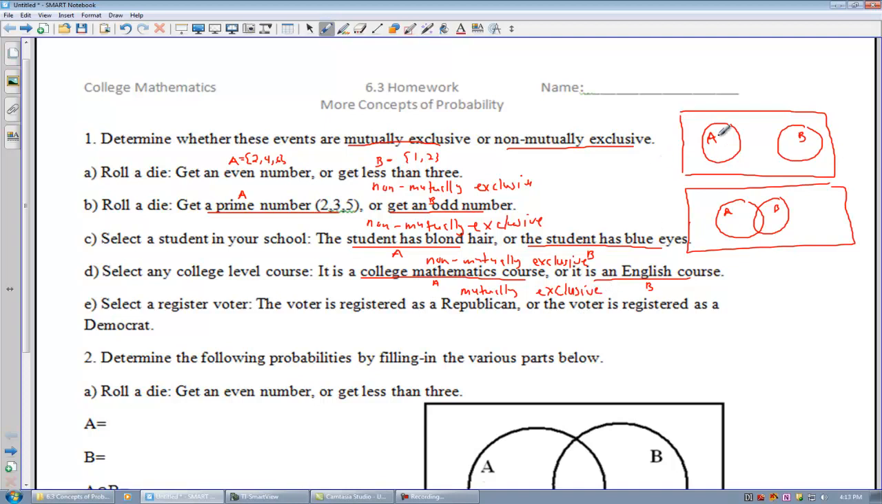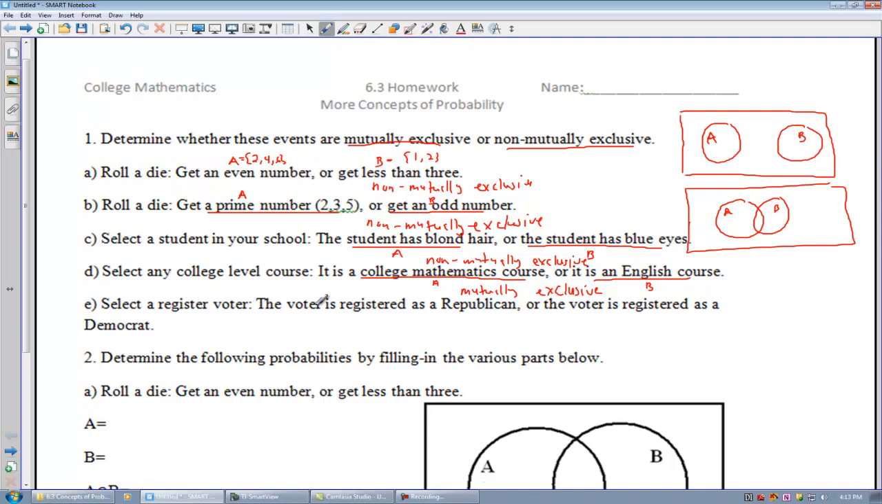All right, when I draw the picture, here's my sample space S, which is the set of all courses offered. And then here A would be the set of all mathematics courses, so I'd list them all in here. Set B would be the set of all English courses, so I just list them all here. And you'd see there's no overlap. There's no course that is both a mathematics and an English course.